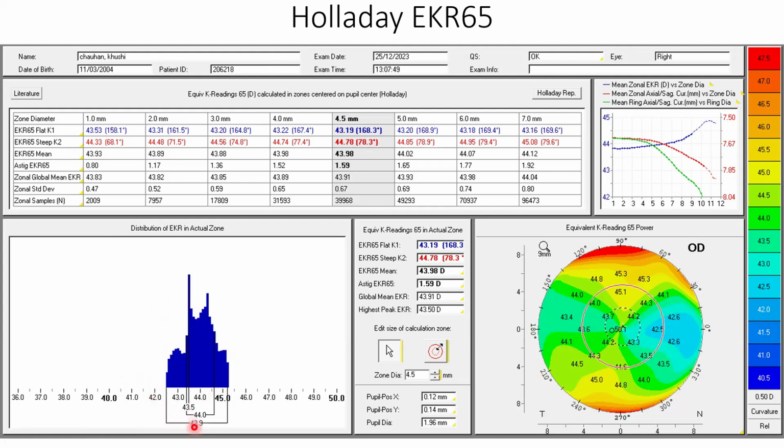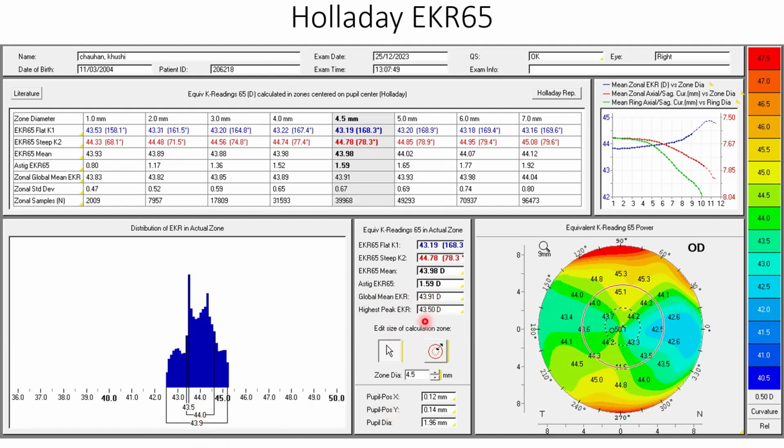If we were to see here, we have three values over here. One is 43.5, the other is 44, and the third one is 43.9. So let us go through what it means. For 43.9, the range of values is the 100% values. It includes all the values to give us a 43.9 value, which means that the global mean, that is 100% of the values in the 4.5 mm zone, gives us a mean K of 43.91.